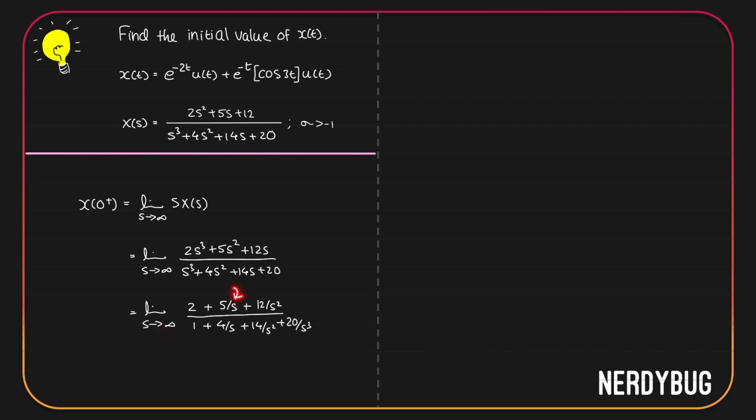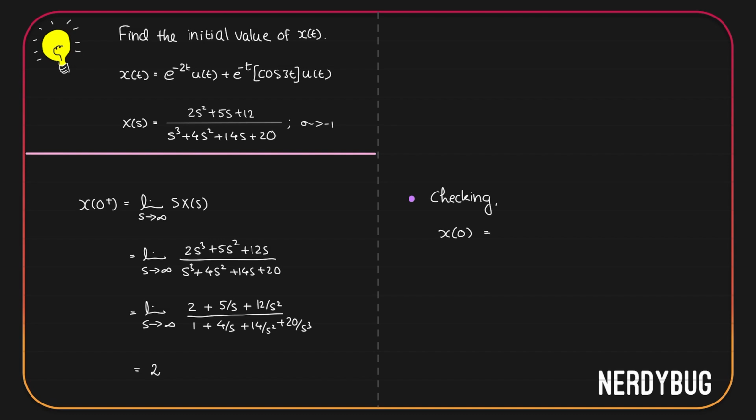5 by s, 5 by infinity becomes 0. 12 by s square becomes 0. 4 by s becomes 0. 14 by s square and 20 by s cube also become 0. So this is simply equal to 2 by 1, or 2. So the initial value of this function is 2. Let us check if it is true. Since we have x(t) here, it is easy for us to check it. Just put t equal to 0.